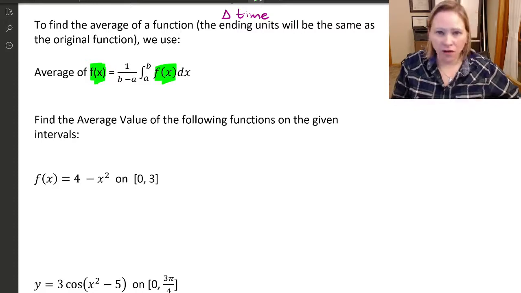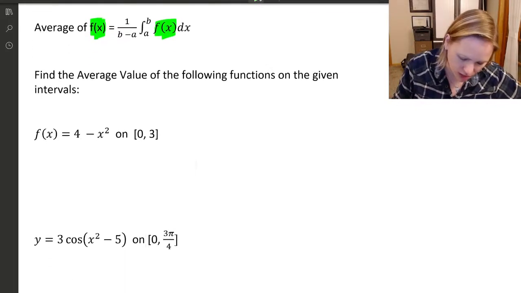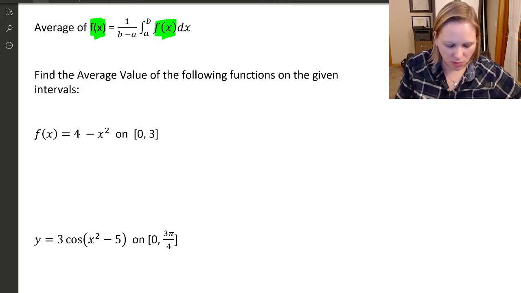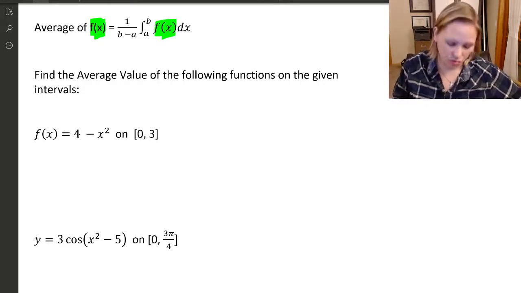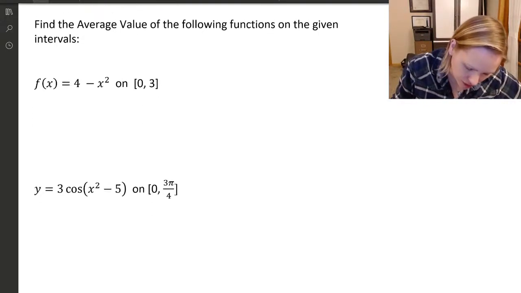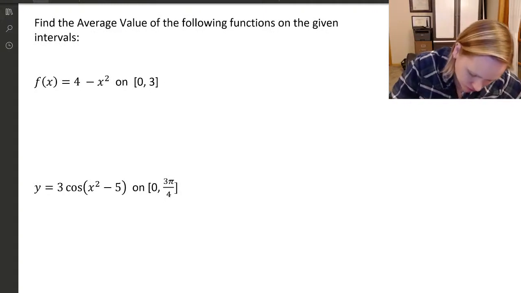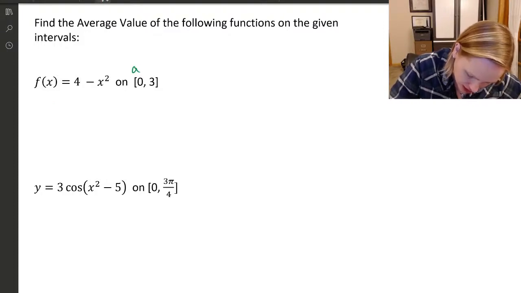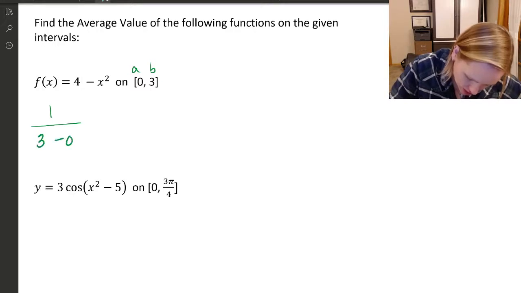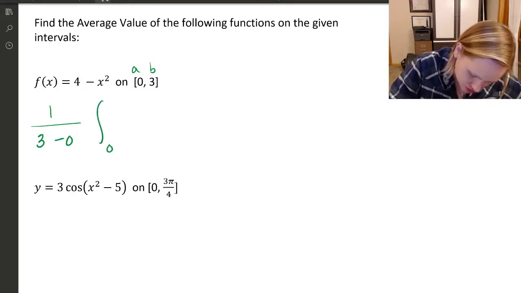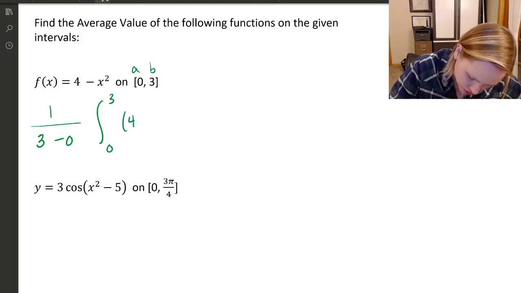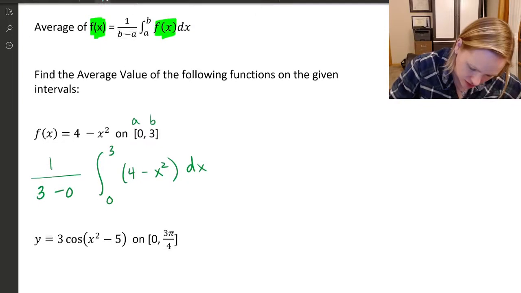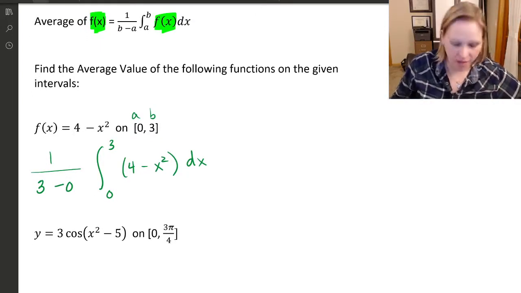So let's use it. Let's find the average value of some functions, and we'll see that it's pretty easy. The tricky part about this is knowing when to use it and when to apply it. So find the average value of the following functions. I am going to write the equation first. This is a and this is b, so 1 over b minus a, so that's 3 minus 0, and then I'm going to integrate from 0 to 3, and then my equation, 4 minus x squared dx. So again, this is the equation that I'm using up here at the top, and I'm just plugging the numbers in.